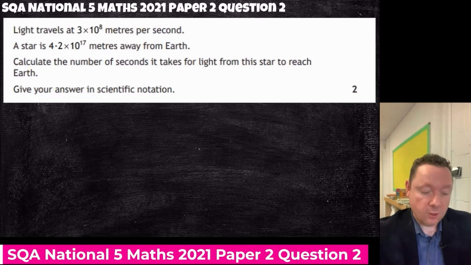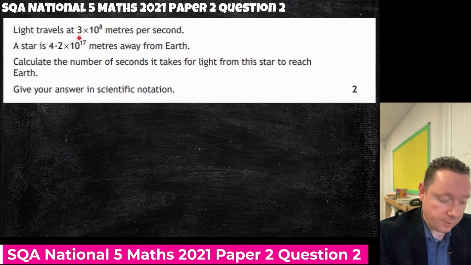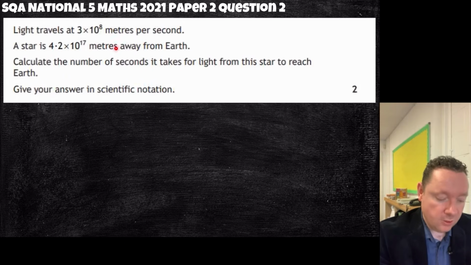SQA National 5 Maths 2021 Paper 2 Question 2. Light travels at 3 times 10 to the power of 8 metres per second. A star is 4.2 times 10 to the 17 metres away. Calculate the number of seconds it takes for the light from the star to reach Earth. Give your answer in scientific notation.